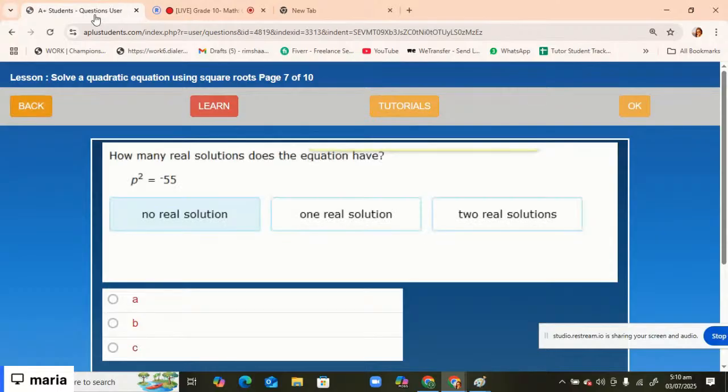Hope you guys understand this lesson. Solve the rest of the test questions by yourself regarding this lesson. You just check which one has a real solution, which one has no real solution, and which one has two real solutions. If your x square value is some positive number, there are two real solutions. If your x square value is a negative number, there is no real solution. But if your x square value is equal to 0, it has only one real solution.